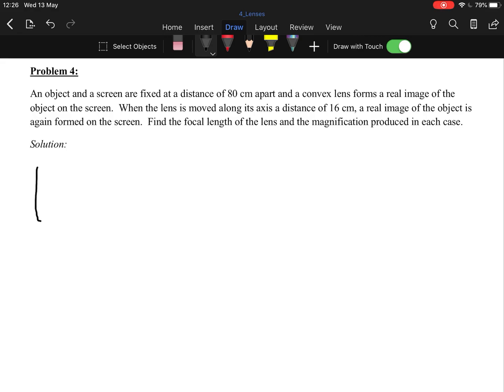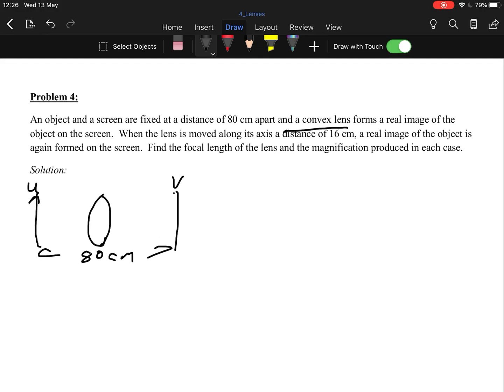So we'll have our object here, that's u, and a screen here, and the screen is, of course, v, and we have our lens in the mirror, okay? And a convex lens in the center. So this is 80 centimeters. Form the real image on the screen. Perfect, real image. We got to remember that.